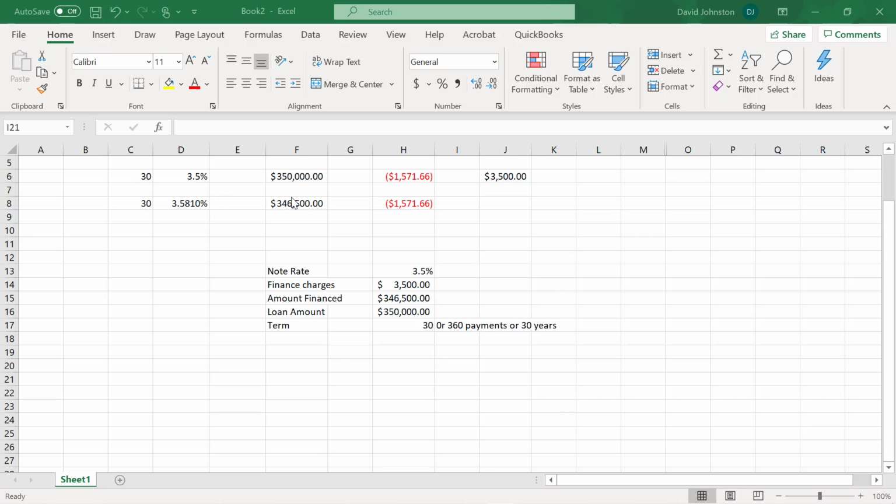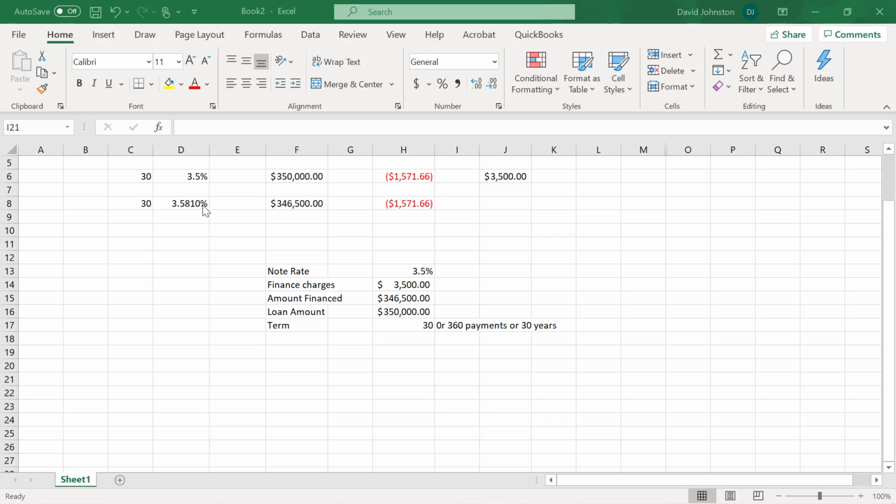So what I did basically is work that into my calculator at this payment, 346.5, the amount financed, that loan amount, and this payment, 1571.66, which is the same as the other one, over the same term, and then solved for the interest rate. So basically what it's saying is this $3,500 in fees, or the finance charges, bumps the 3.5% note rate to 3.5810%. So it bumps it higher. So I hope that's explainable.